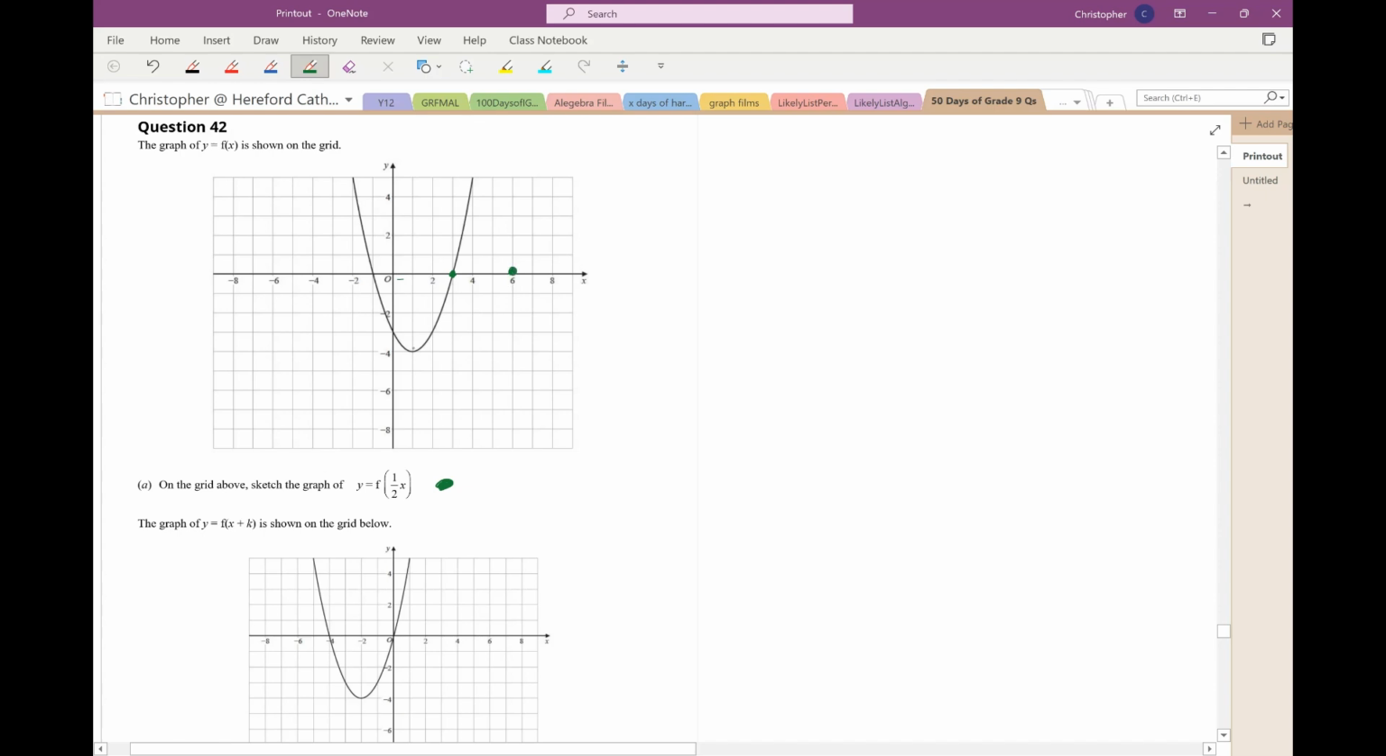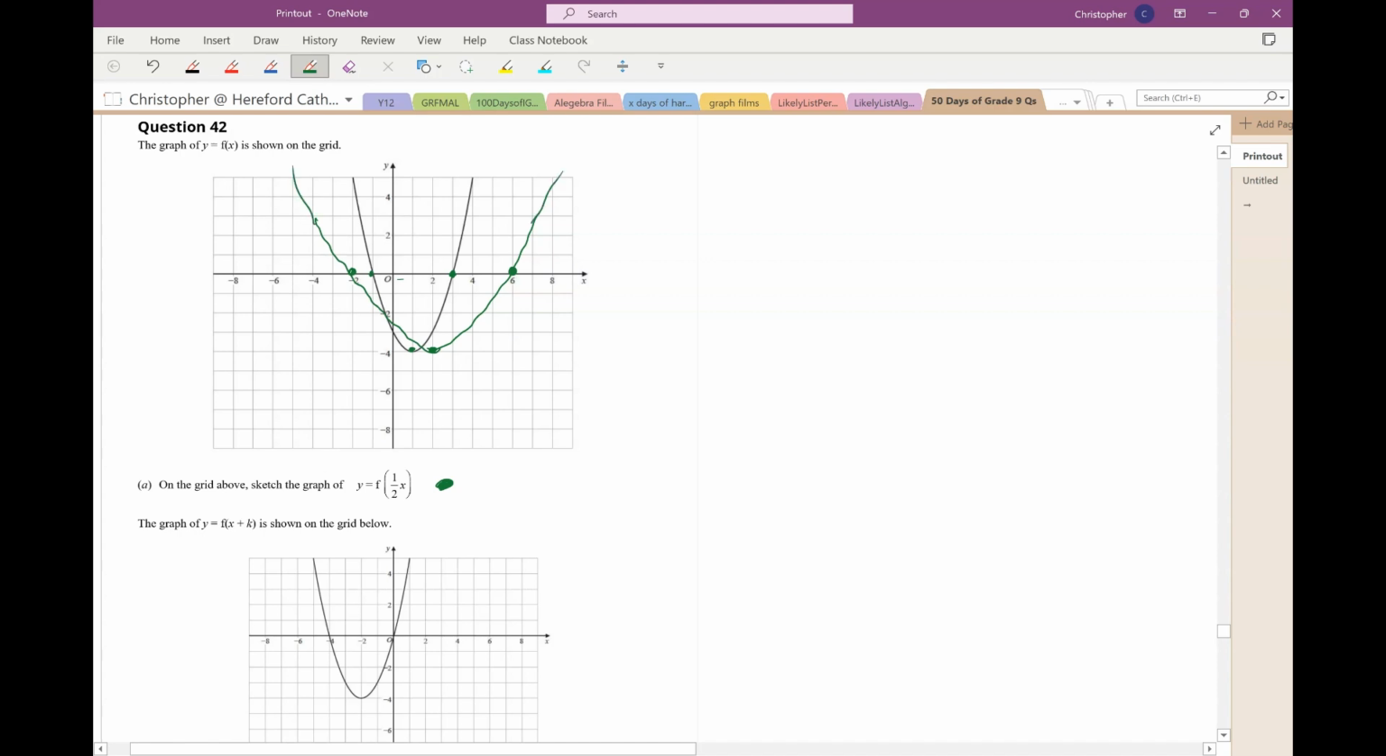Let's look at this point. This point is 1 away, so it's going to become 2 away. This point is minus 1, so it's going to become minus 2. So here is my sketch of the new curve. Okay, I think I can probably improve on that last bit here. Draw it like that. There we go.